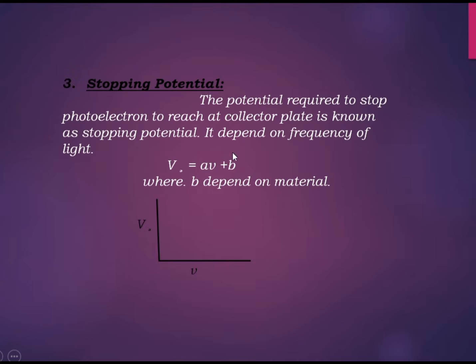Okay, since B depends upon the nature of the material, the intercept will change for different materials, but the slope will remain the same. Okay, so suppose this is one material, and this is the second material. The slope of both the materials is the same, but the intercept is changing.